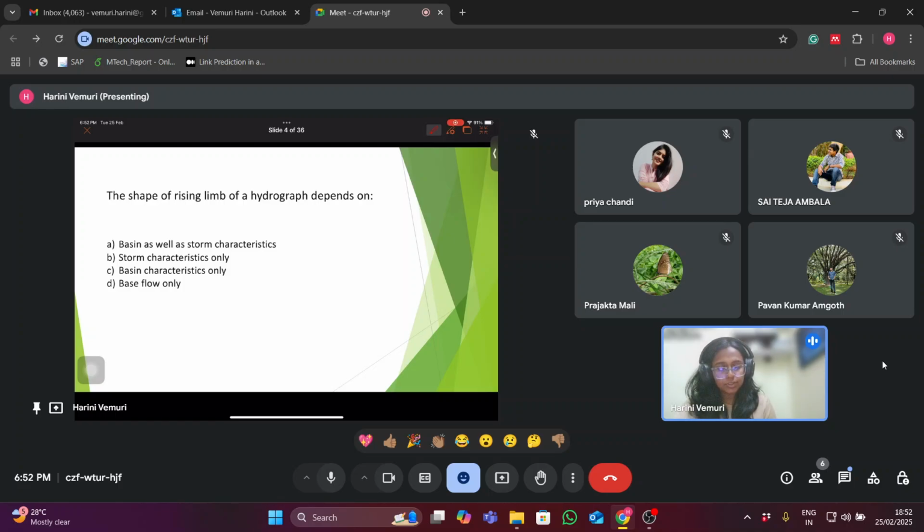So in the third question, the shape of the rising limb of the hydrograph depends on: Option A, basin as well as storm event. Option B, storm characteristics only. Option C, basin characteristics only. Option D, baseflow only. So in the case of the rising limb of a hydrograph, we have seen that it will mainly depend on the storm characteristics, based on the intensity, duration, and different characteristics of the storm. The slope of the rising limb and the height to which it rises, everything will depend on the storm characteristics only.